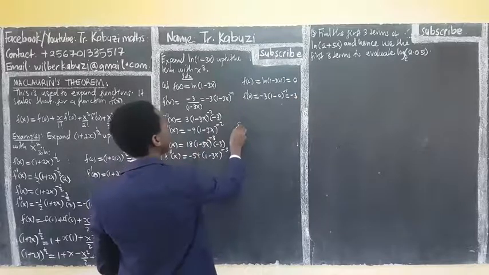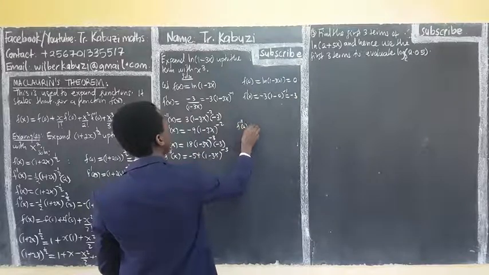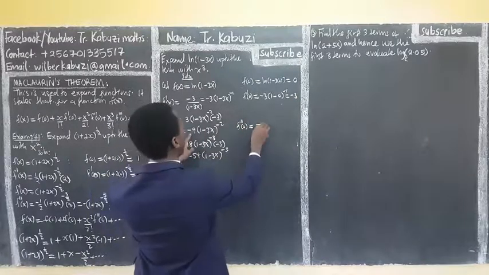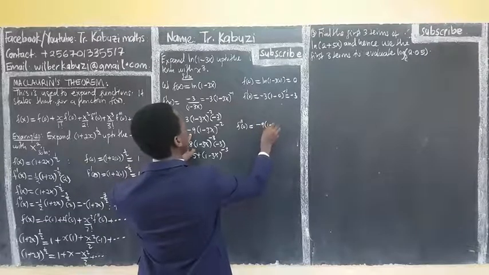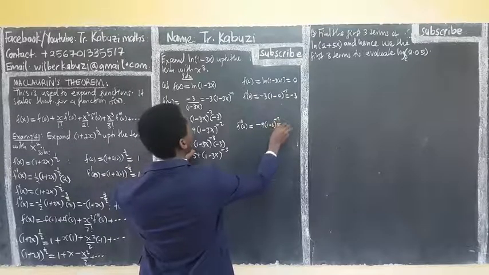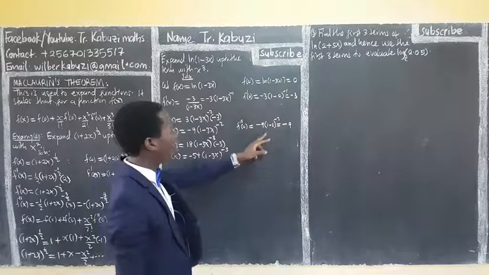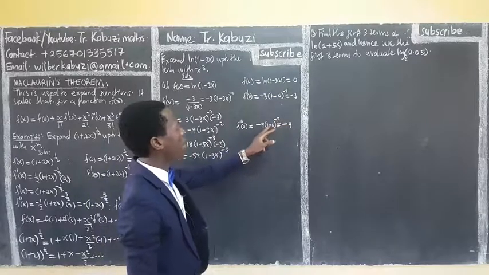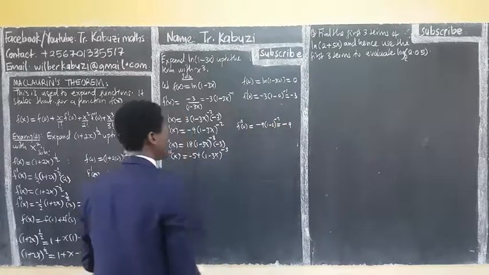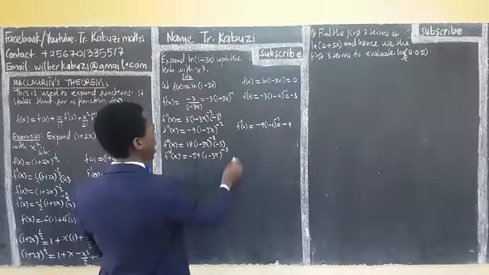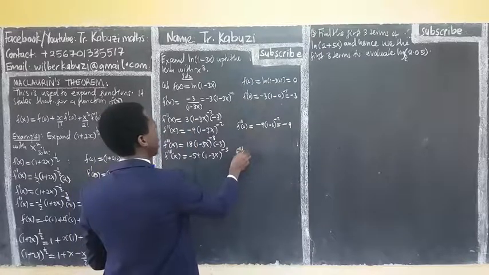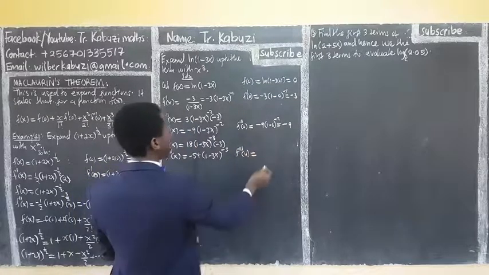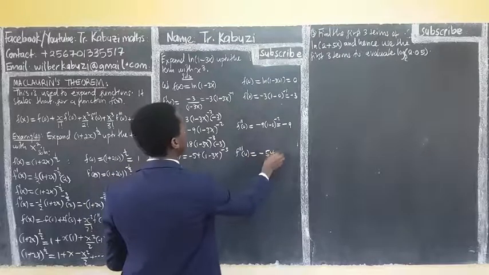When I evaluate f double prime of 0, I'm going to have negative 9 into 1 minus 0, power negative 2, which will be negative 9, because 1 to any power gives you 1. So when I evaluate the third derivative at 0, it gives me negative 54.